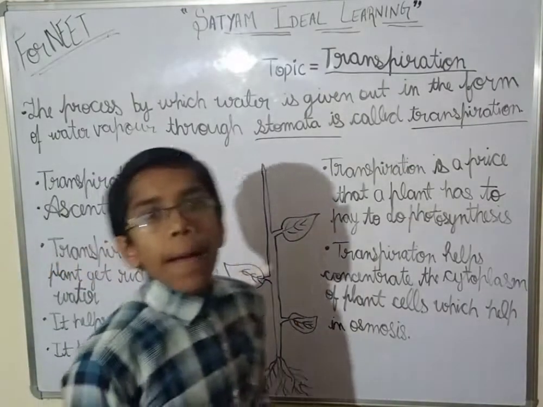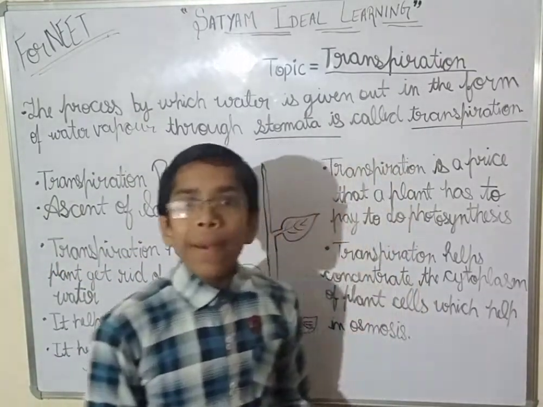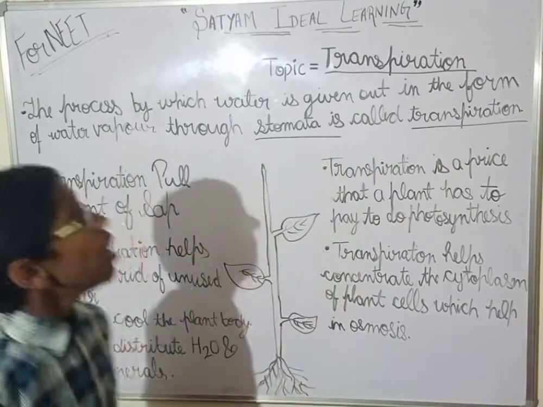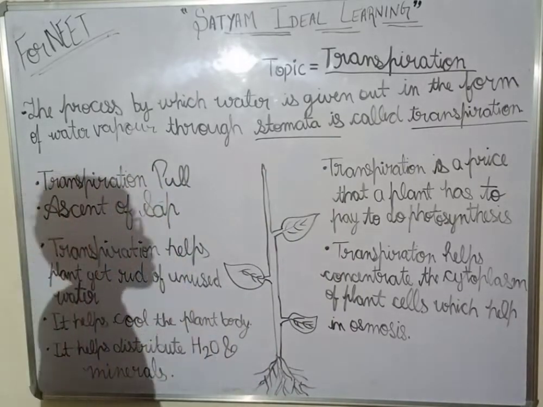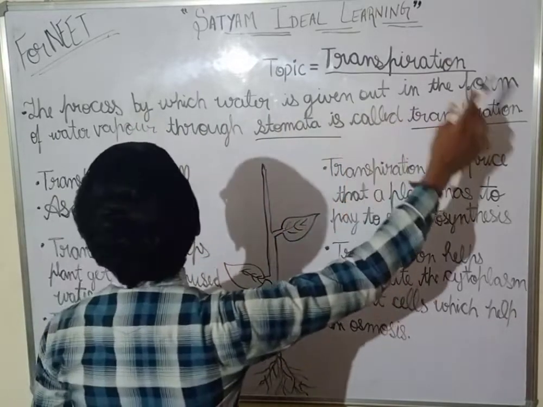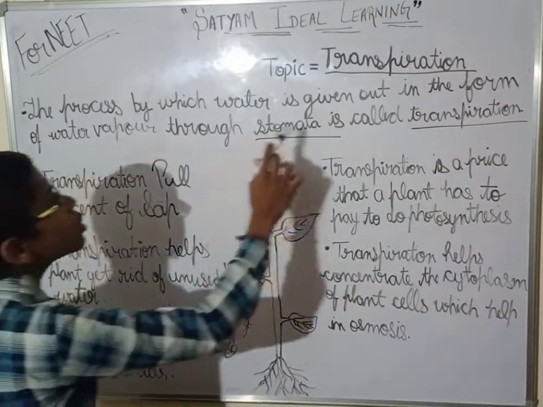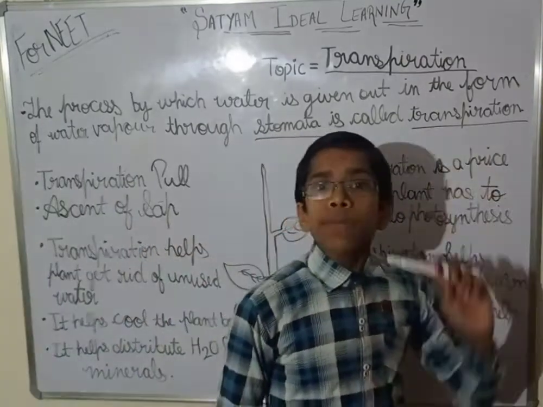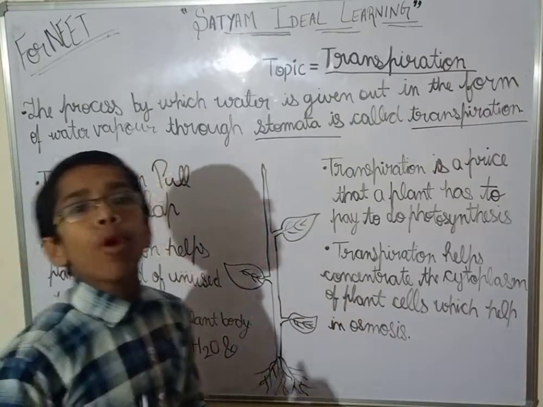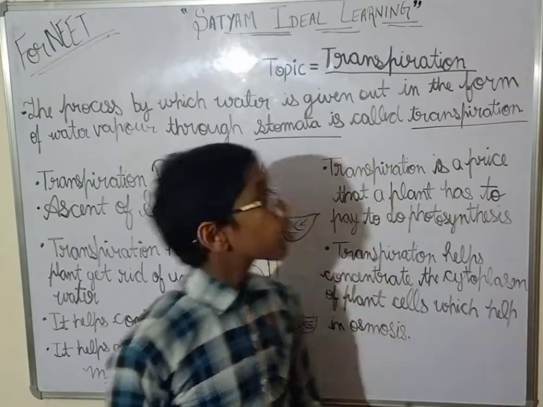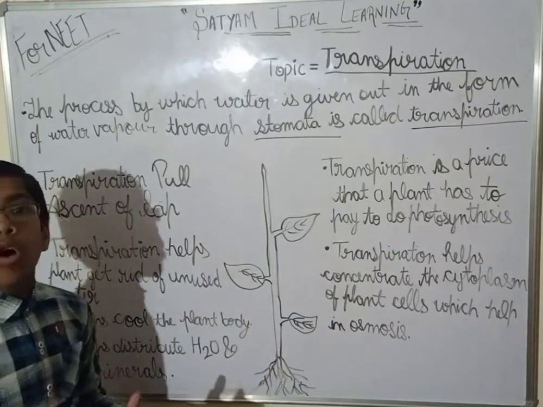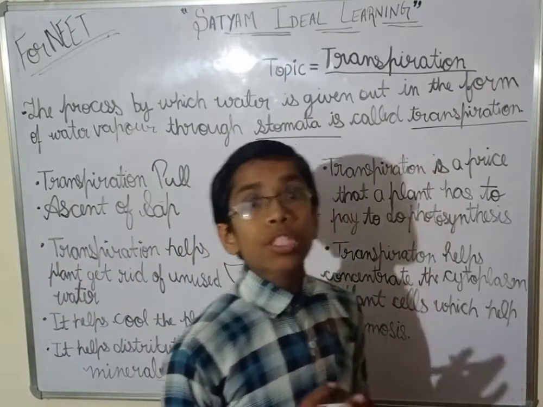Now, a plant absorbs water and minerals in dissolved form from the soil. So what is the process of transpiration? First, we read the definition. The process by which water is given out in the form of water vapor through stomata is called transpiration.